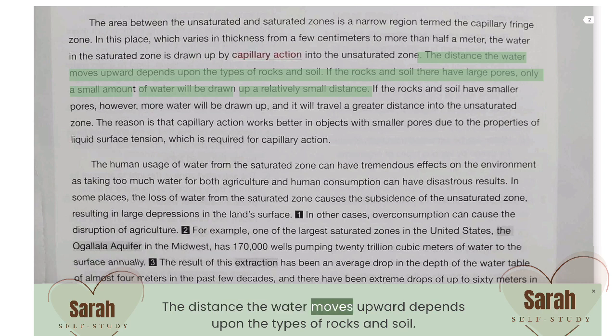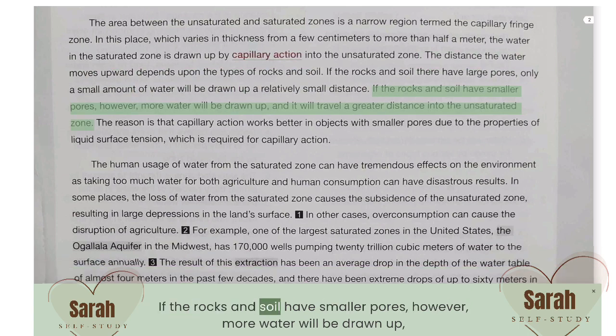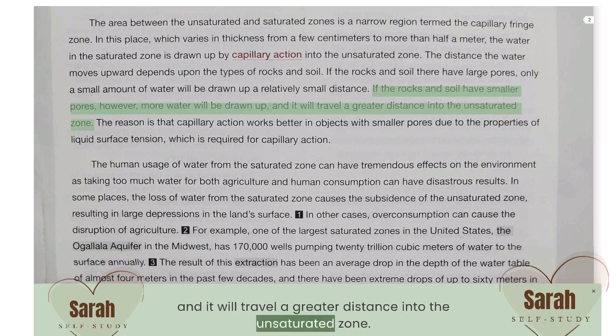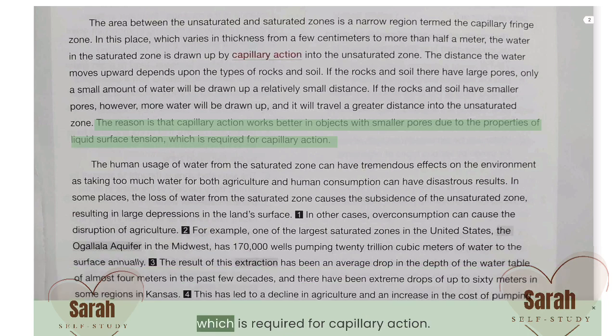The distance the water moves upward depends upon the types of rocks and soil. If the rocks and soil there have large pores, only a small amount of water will be drawn up a relatively small distance. If the rocks and soil have smaller pores, however, more water will be drawn up, and it will travel a greater distance into the unsaturated zone. The reason is that capillary action works better in objects with smaller pores due to the properties of liquid surface tension, which is required for capillary action.